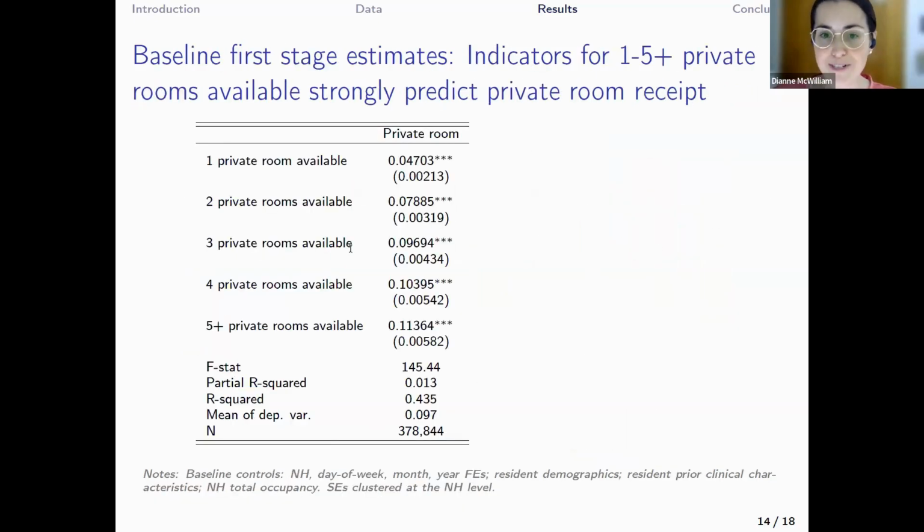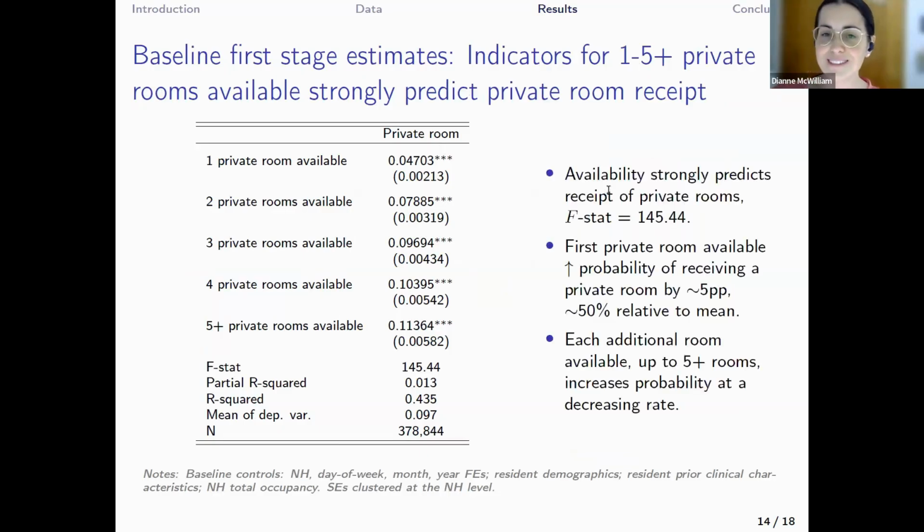Okay, here again, I'm just now showing you, in numbers, what are the point estimates for each of the number of private rooms available, 1, 2, 3, 4, or 5 plus. Just to summarize, the key takeaway here is that the availability measure, I think, is a strong predictor of whether you get a private room, an F-stat of about 145.